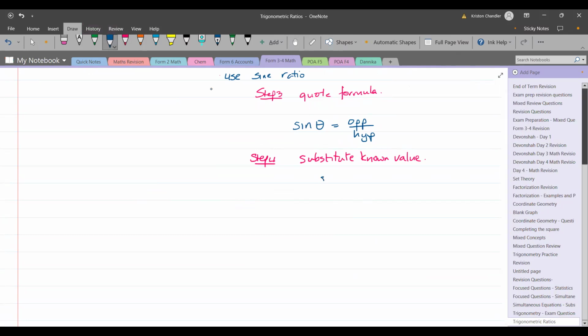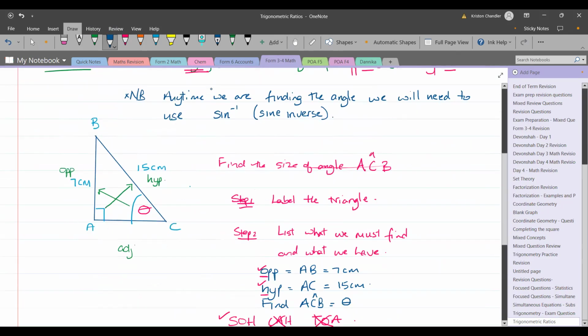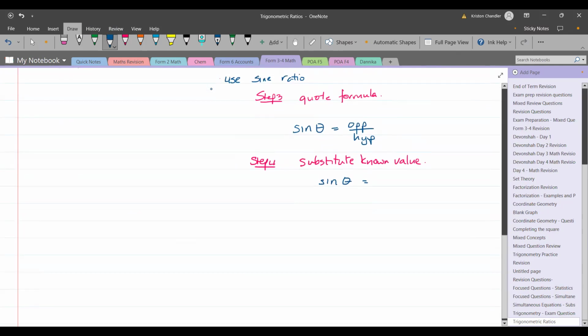So I do not know what the angle is. That's what I'm trying to find. The opposite is 7 and the hypotenuse is 15. So I have to put in those values, 7 over 15. And now we're going to step 5, solve.